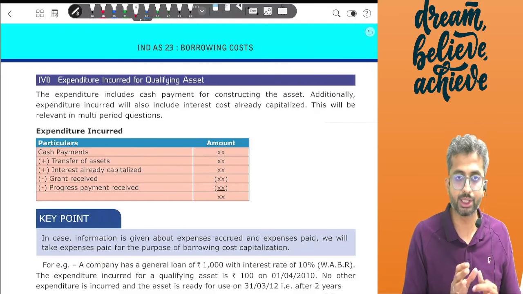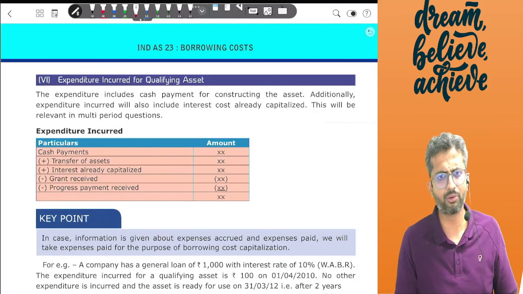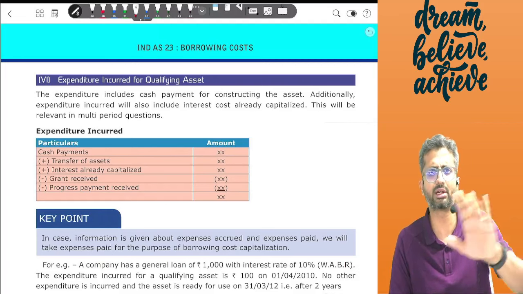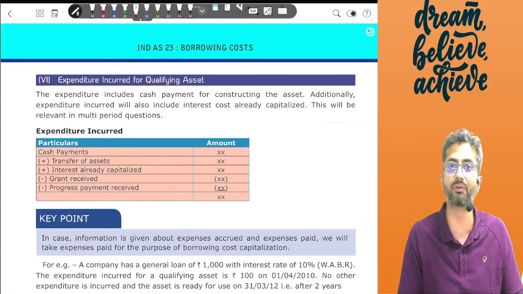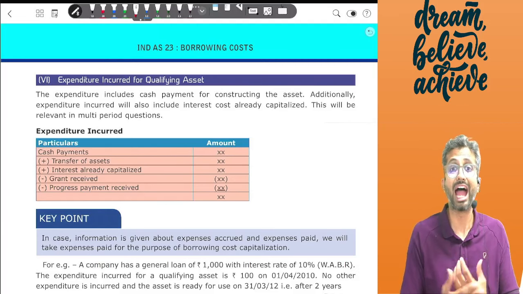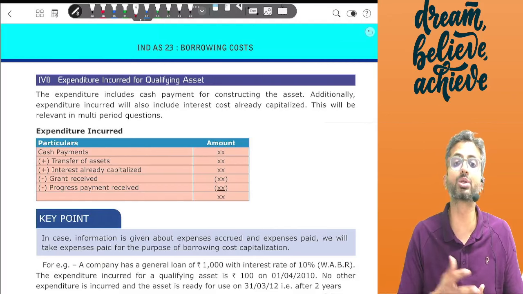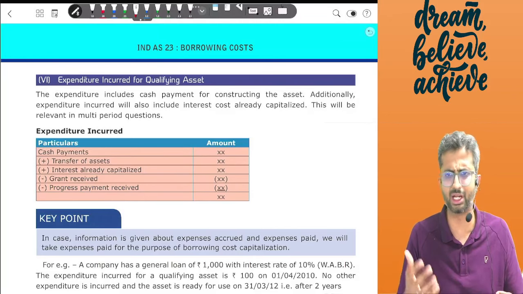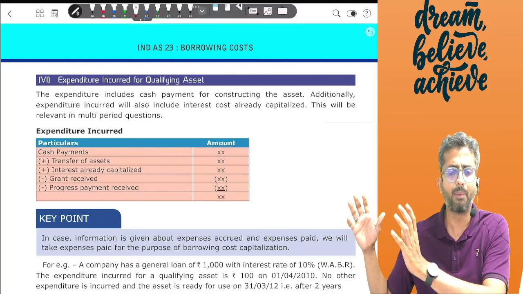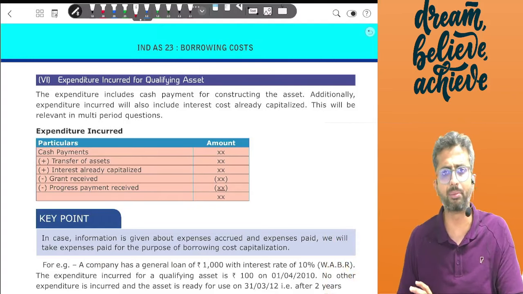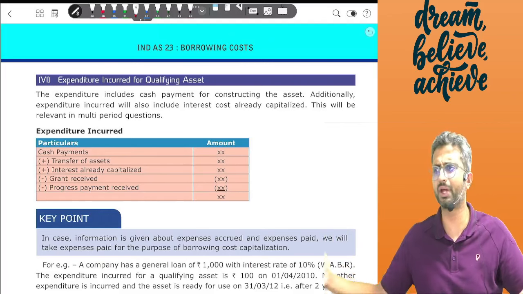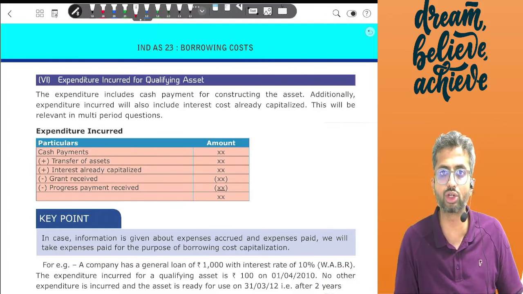Cash payments, what you actually pay to the laborers for material, etc. Should that be a part of the expenditure incurred? Of course. But sometimes you might have assets, and those assets are used for the purpose of construction of a qualifying asset. Like for example, you might have a bag of 20 tons of cement with you. You are now constructing a qualifying asset. You are transferring that cement. Is that expenditure incurred for the qualifying asset?